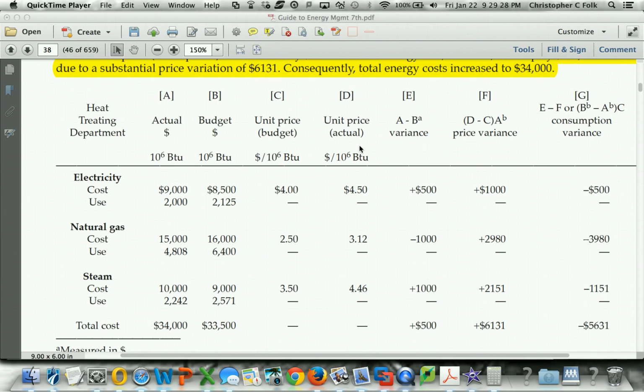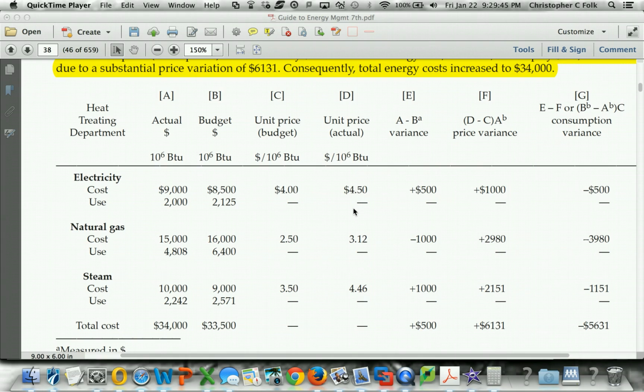When they budgeted, they thought that it was going to cost them $4 per million BTUs of electricity, $2.50 per million BTUs of natural gas, and $3.50 for the steam. But in reality, all three of them went up significantly, as you can see right here.